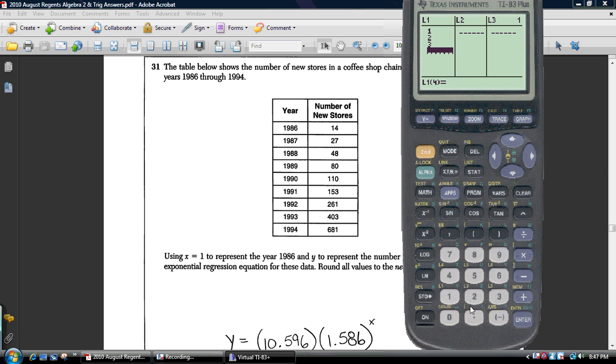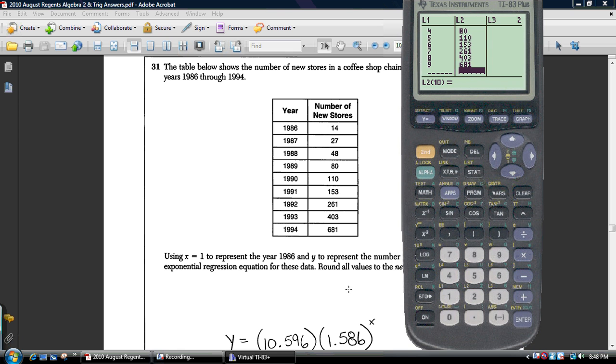2, 3, 4, 5, 6, 7, 8, 9. Okay. L2 is going to be 14, 27, 48, 80, 110, 153, 261, 403, 681.